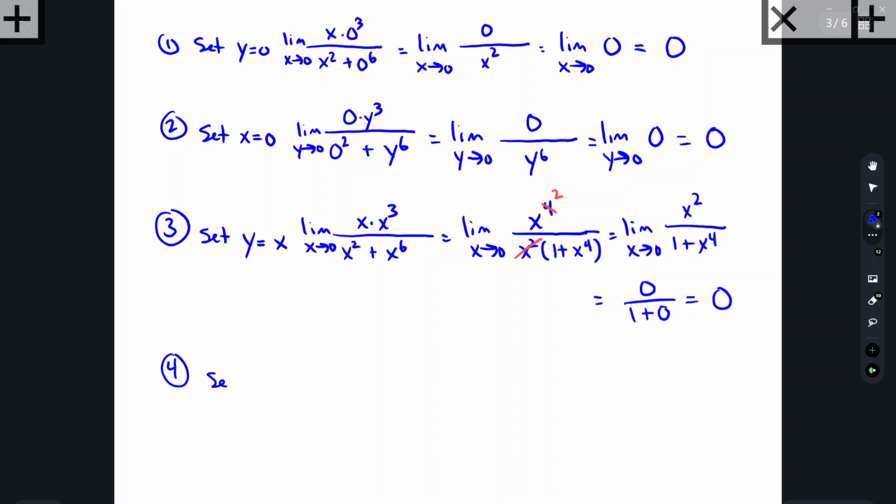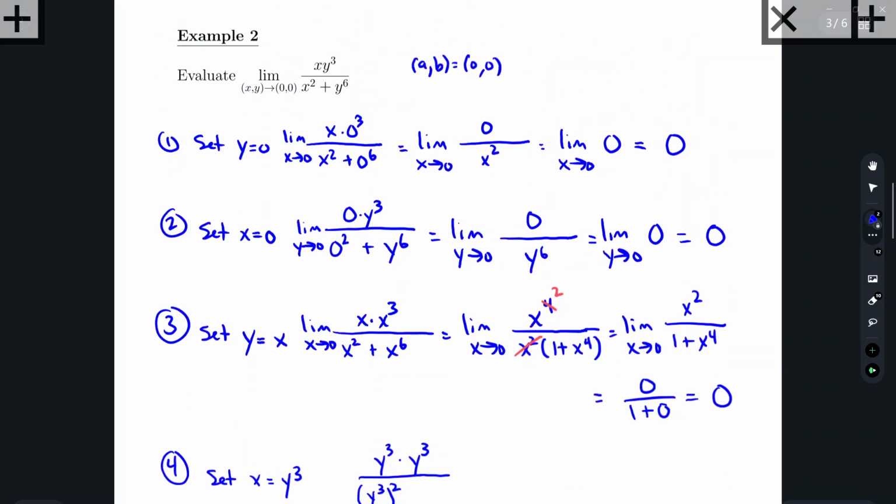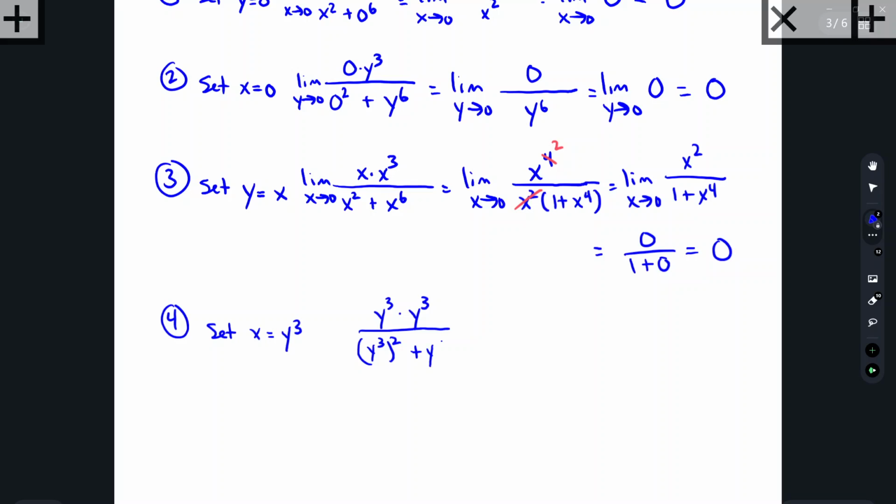So we're going to set x equals y cubed. What does it look like? I already described the calculation, but let's write it out. It's y cubed times y cubed on top, then y cubed squared here, plus y to the 6th, and this is a limit for y. Okay, now we simplify, and you'll see that this works out.